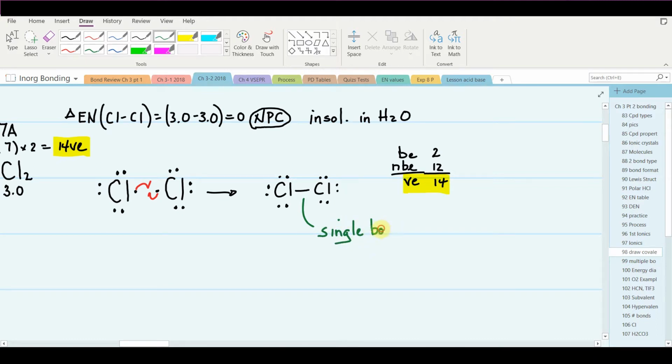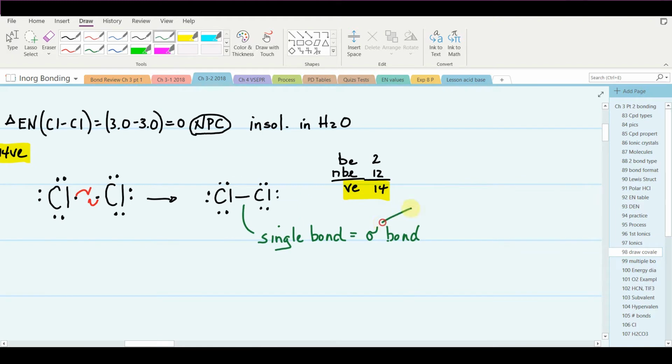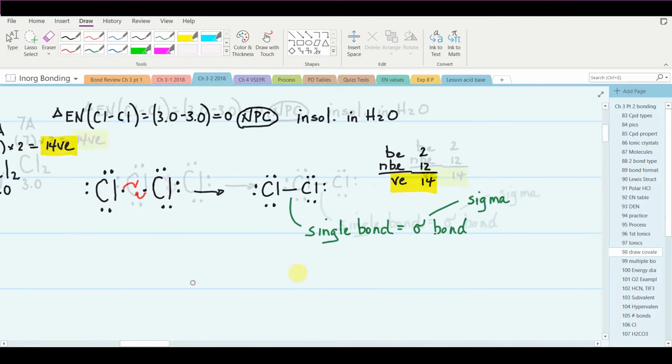A single bond is also called a sigma bond. And this term here, sigma, is the Greek letter for S, lowercase. In statistics class, that's the symbol for standard deviation, but in drawing structures, that's a sigma bond. So every bond contains 2 electrons.